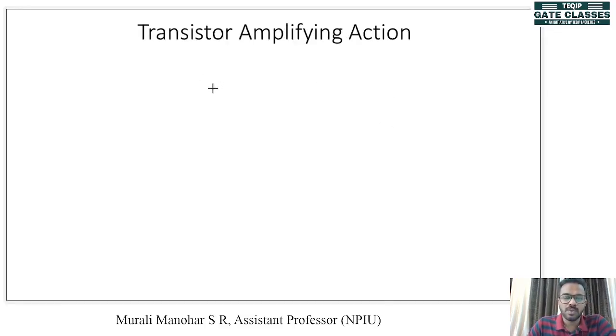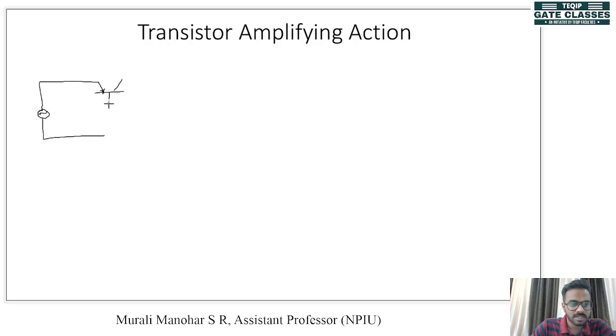Now we can move on to the amplifying action of a transistor. How a transistor is operating as an amplifier. So for that, we'll make use of this diagram. Here we have the common base configuration of PNP transistor. There is an input here, and we'll assume that this is properly biased. So we are only going to do the AC analysis. And here we have a resistance. So we get the output.